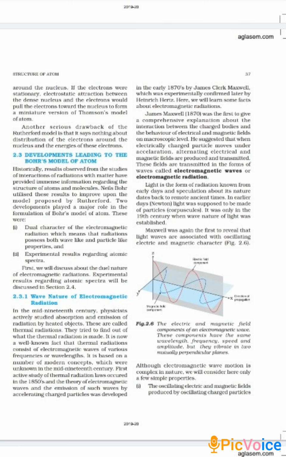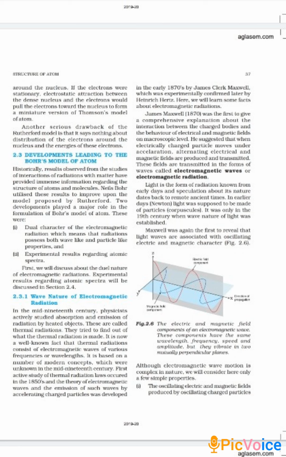Two new concepts played a major role, and these two new concepts were wave nature of electromagnetic radiation and particle nature of electromagnetic radiations. Students, in Bohr's model of atom, the dual character of electromagnetic radiation, wave nature and particle nature, played a major role. And after that, the atomic spectra was drawn and experimental results of that played a major role, and this is how Bohr's model of atom was given.